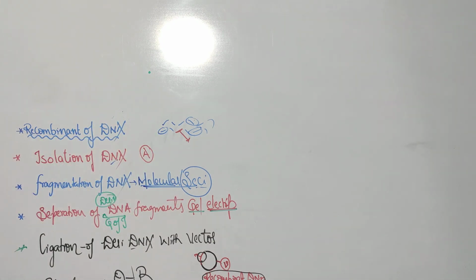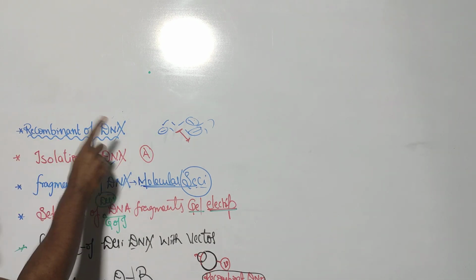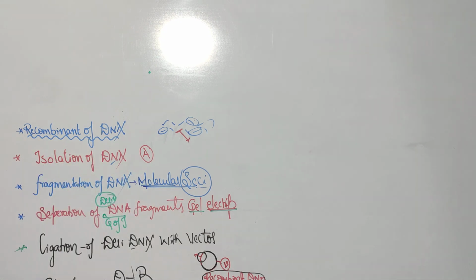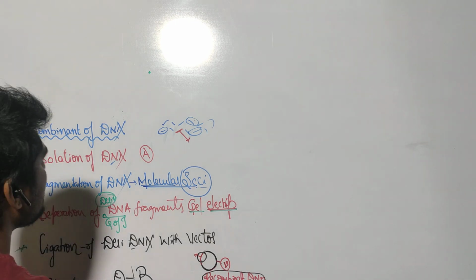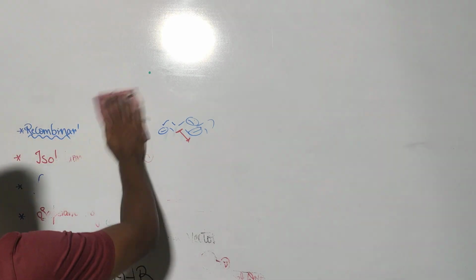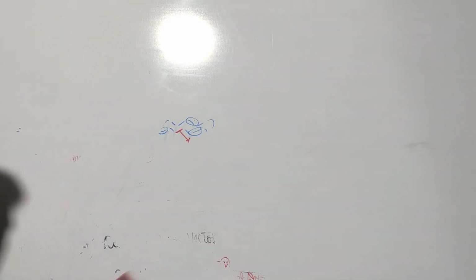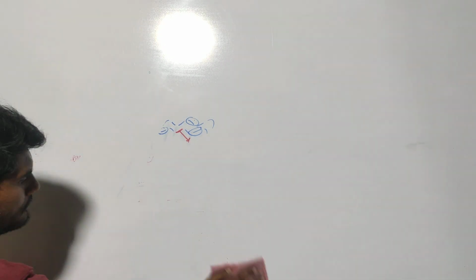Recombinant. How to prepare this recombinant DNA? First, isolation of DNA. Next, fragmentation of DNA. Next, separation of the desired DNA fragment. Let's discuss the first 3 points now. Isolation of DNA: how will isolation happen?